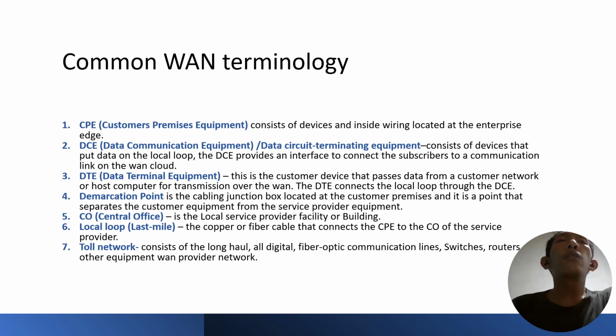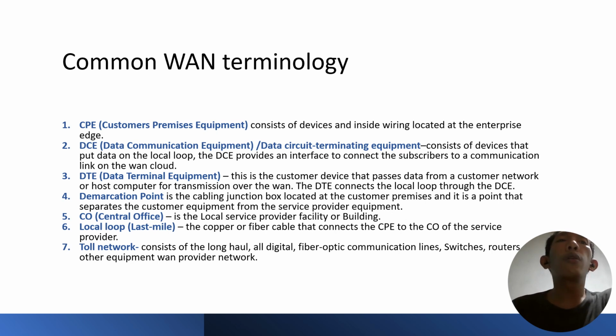DTE, or the data terminal equipment. This is the customer device that passes data from the customer network or host computer for transmission over the WAN. The DTE connects to the local loop through the DCE. Demarcation point is the cable junction box located at the customer premises, and it is a point that separates the customer equipment from the service provider equipment.